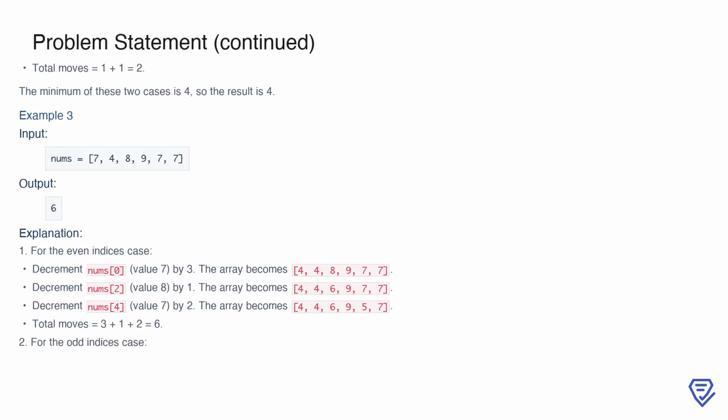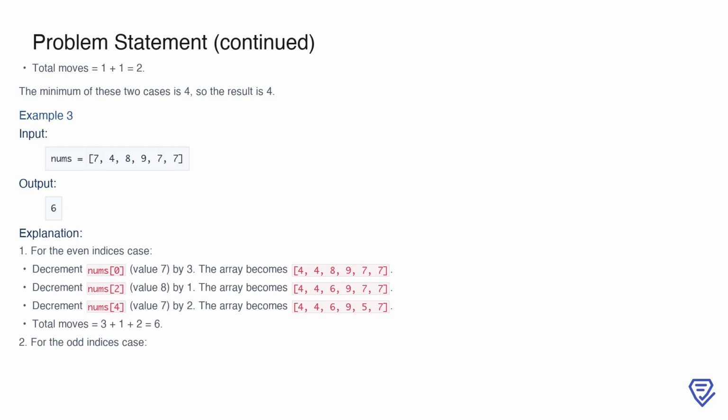Now, let's look at the third example, where the input array is 7, 4, 8, 9, 7, 7. For the even indices case, we start by decrementing index 0 by 3 to make it 4, then decrement index 2 by 1 to make it 6, and finally decrement index 4 by 2 to make it 5. This results in a total of 6 moves.